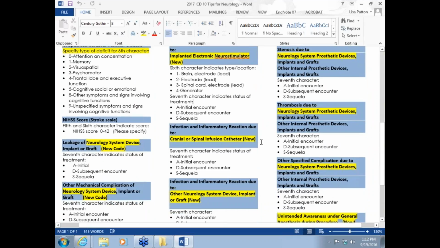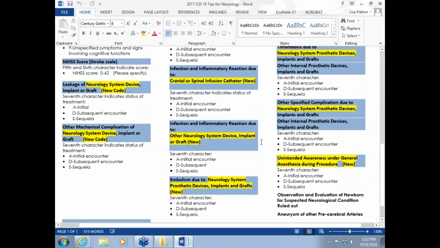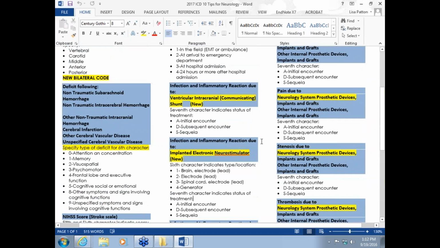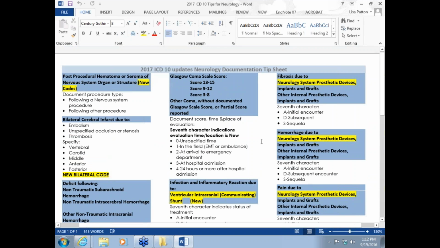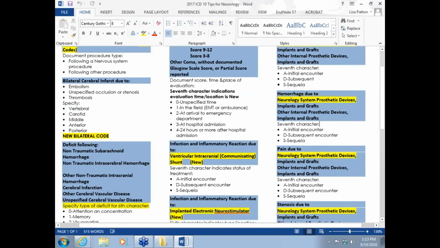Infection and inflammatory reaction due to other neurology system device or implant or graft. That's a new code. Embolism due to neurology system prosthetic devices, implants, and grafts, a new code. Fibrosis due to neurology system prosthetic devices, implants, and grafts, other internal prosthetic devices, implants, and grafts. This is new. Hemorrhage due to neurology system prosthetic devices, implants, and grafts, other internal prosthetic devices, implants, and grafts. Still requires a 7th digit, but that's a new code.